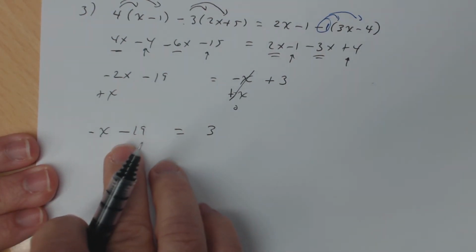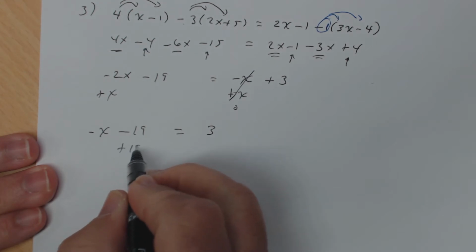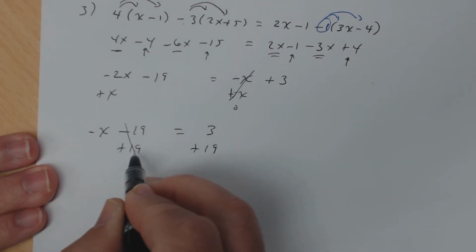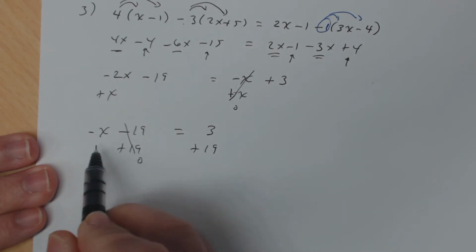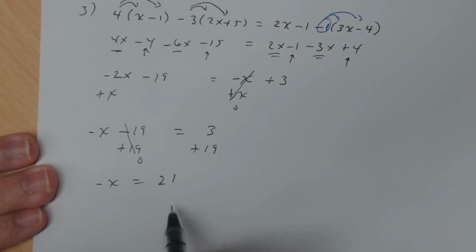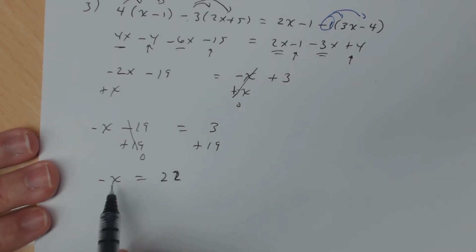And then bring the constants to the other side. Right now I'm subtracting 19. The opposite is to add 19. And so a negative 19 to positive 19 is 0. So I get negative x equals 21. Oops, sorry, 22.